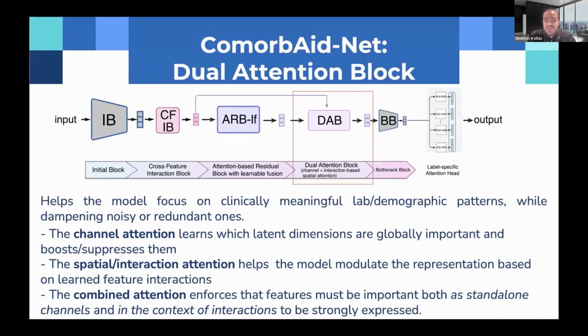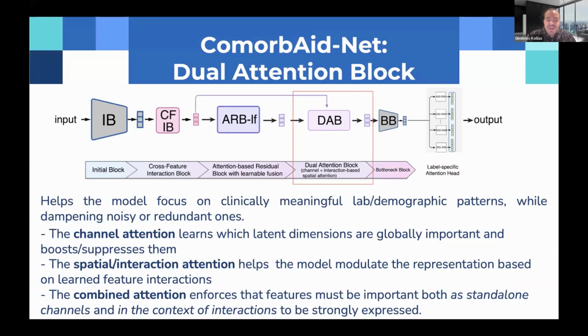The next component of our method, which by the way, I think I forgot to mention, is called Comorbidity Net, is the dual attention block that consists of both a channel and an interaction-based spatial attention. So the aim of this block is that we want to help the model to focus on only clinically meaningful lab and demographic patterns and to dampen those that are either redundant or noisy.